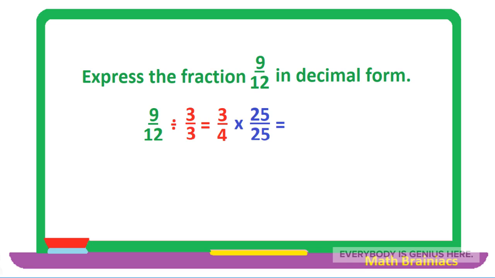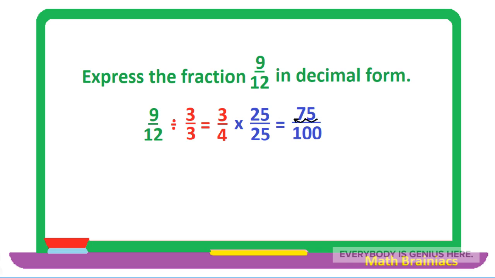Accordingly, we can multiply the fraction 3 over 4 by 25 over 25 so that we can come up with the denominator that is equivalent to 100. In this regard, we have now met our target to make the denominator equivalent to 100. 4 times 25 is 100, and 3 times 25 will give us 75.